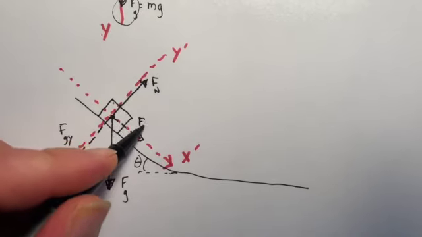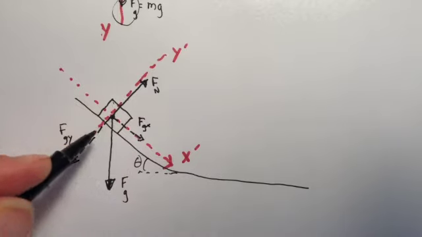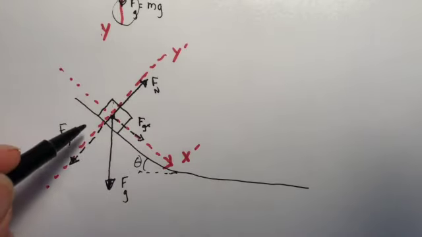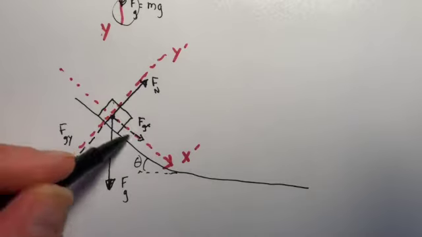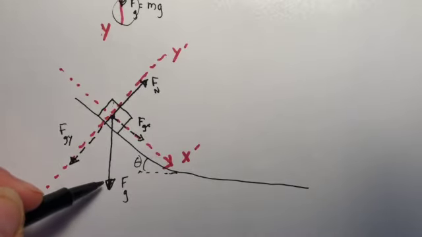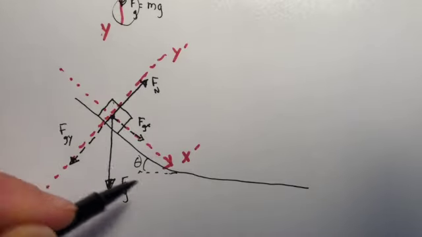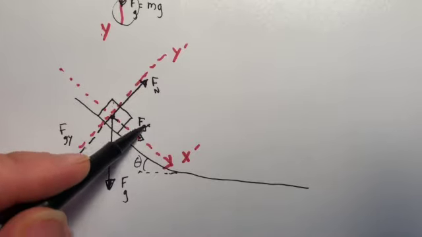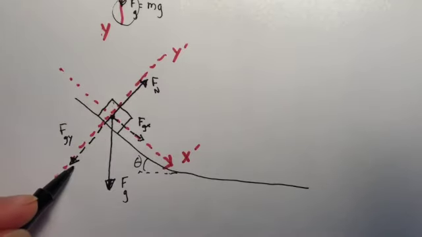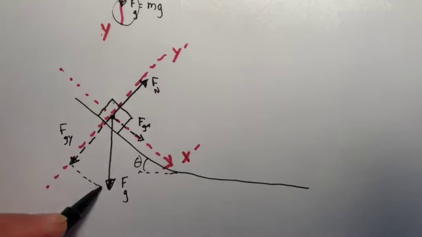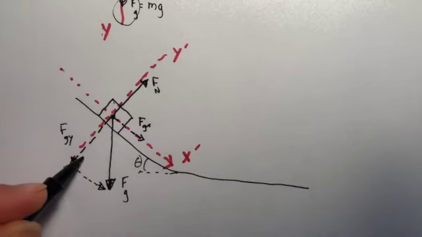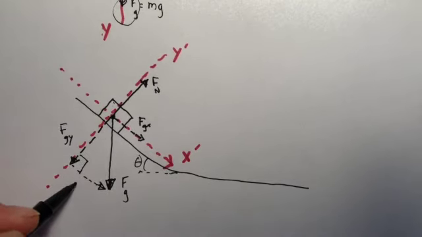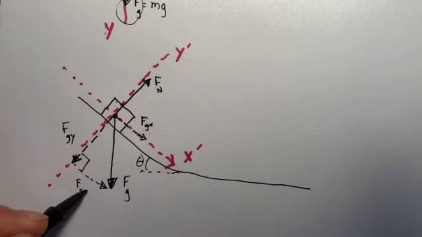F sub g x. All right? So these two dotted lines, these two arrows, are components of the actual weight. Now, because they're vectors, I can take f sub gx and move it down to here just so that I can make that right triangle. So this is fgx.